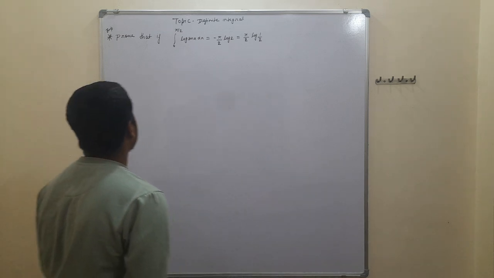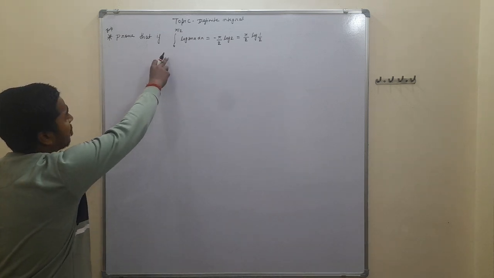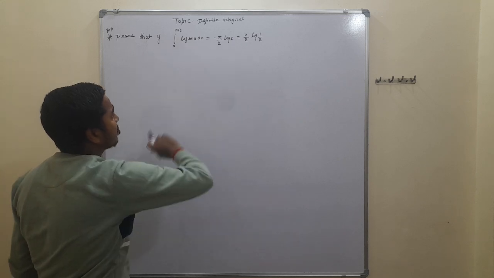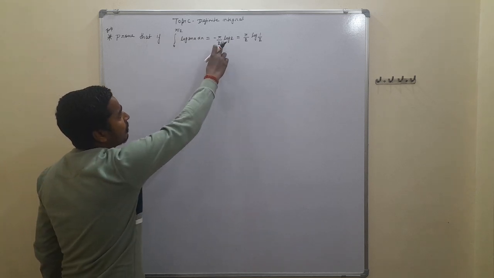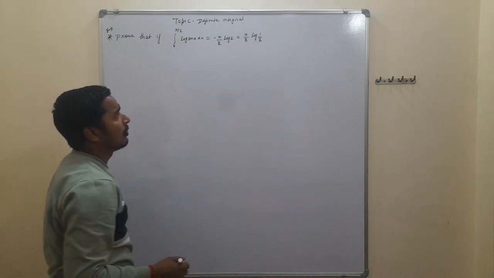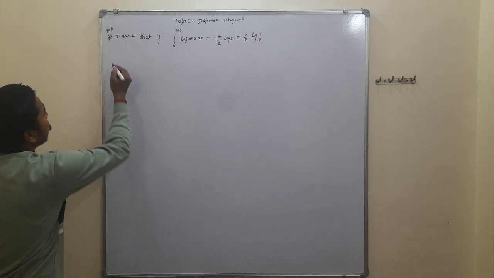And the integral is given by: prove that if the integral with limits 0 to pi by 2 of log sin x dx, then we have to show that it is equal to minus pi by 2 log 2, which is equal to pi by 2 log 1 by 2. Let's solve the problem.